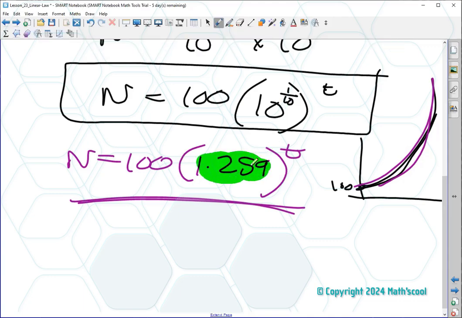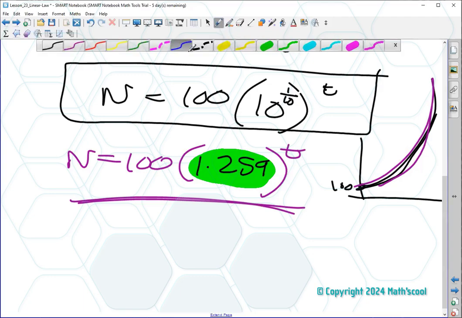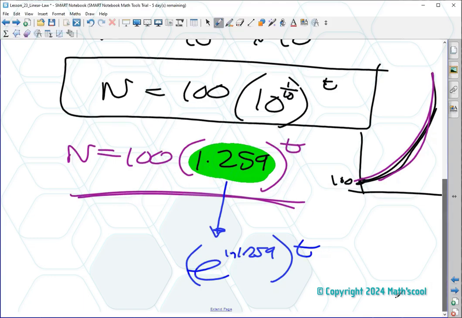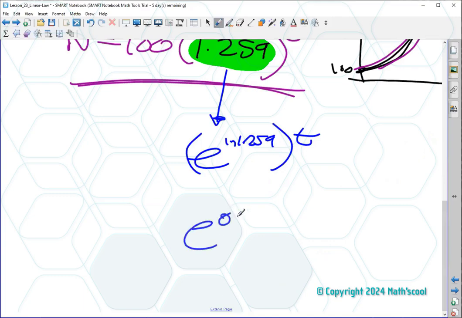But seeing as I've already got to here, I want to rewrite this 1.259 as e to the power of something. So e to the power of ln of 1.259 is still going to be 1.259 to the t. And then I'm just going to type in that ln of 1.259, which gives me 0.23. So e to the 0.23t times 100 equals n.